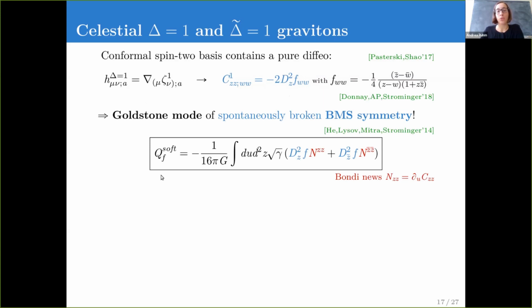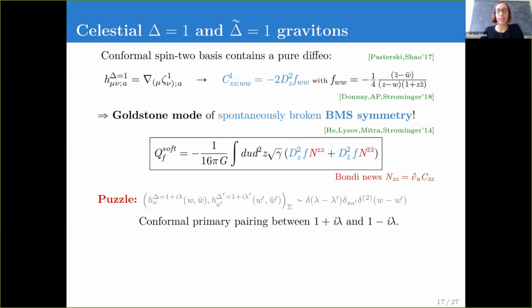One can compute or define a soft charge for this BMS symmetry. And this is given by this expression in the box, where the blue term corresponds to this inhomogeneous shift, while the red term corresponds to the Bondi news tensor of the background.